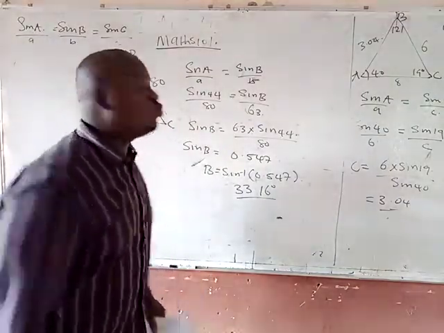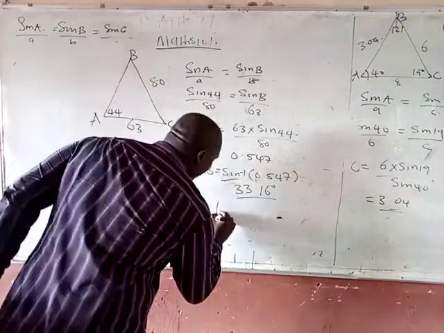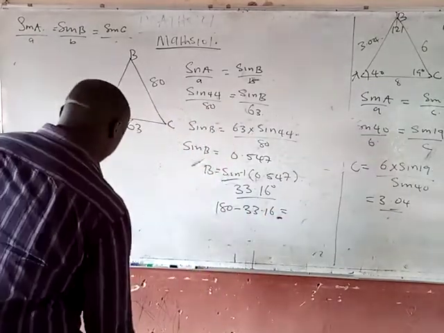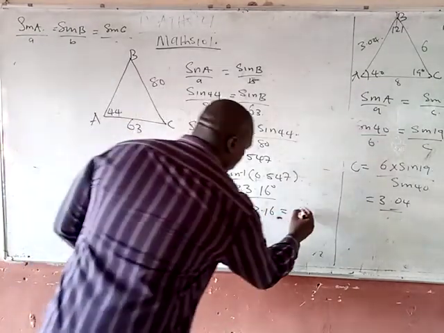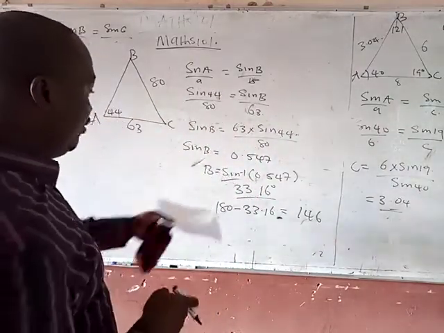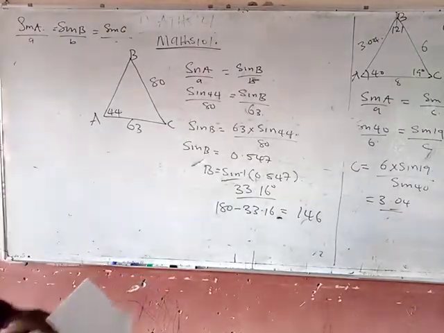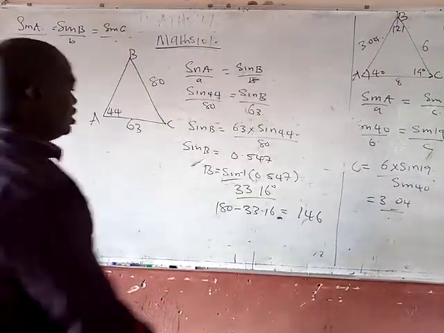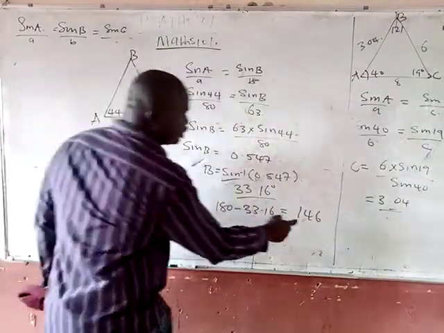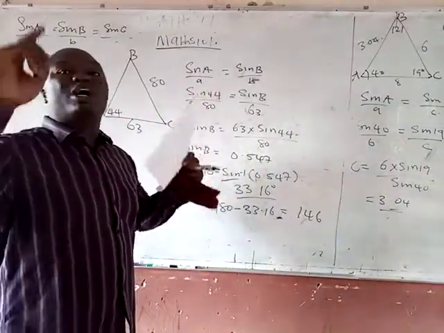The next thing you're going to have to do is subtract from 180. Why? Because we just did sine inverse. So 180 minus 33 should give you 146. Good. The next thing you're going to have to be smart about is so simple: add this value to this. 44 plus 146 is bigger than 180, so it has one solution.